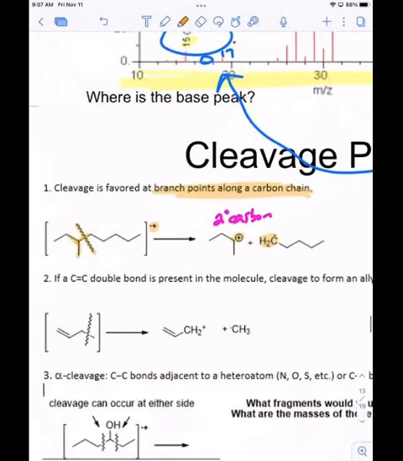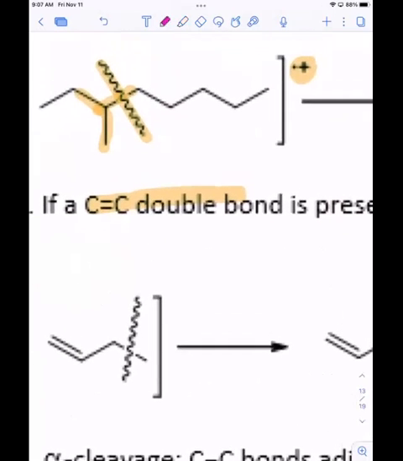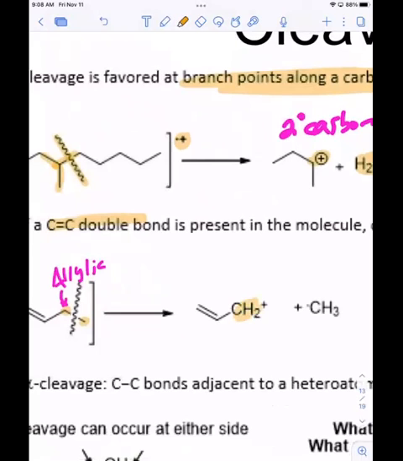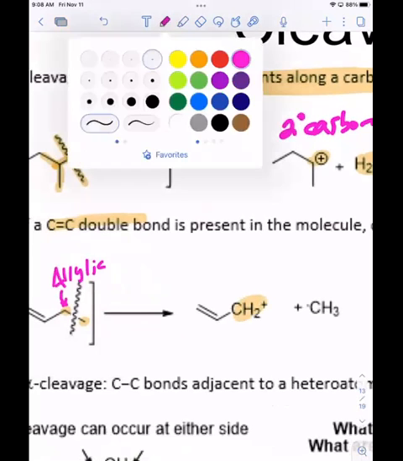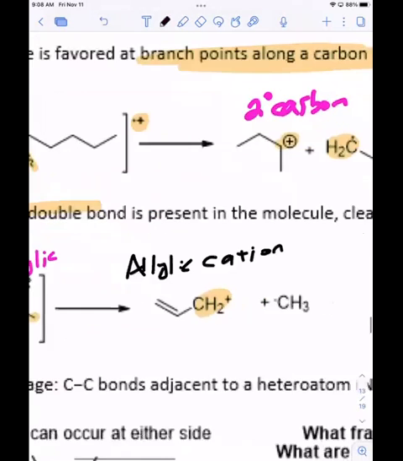If you have a double bond, an alkene, the cleavage that occurs there is at the allylic site. Remember, this is the allylic site right here, the site that's right next door to the alkene. That carbon is allylic, and so that's where the cleavage happens. Here, between these 2 carbons, I'm breaking that bond, so I'll get an allylic cation. You've seen this before. It's resonance stabilized, and I get a methyl radical.